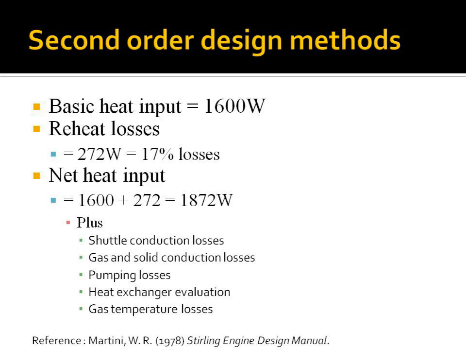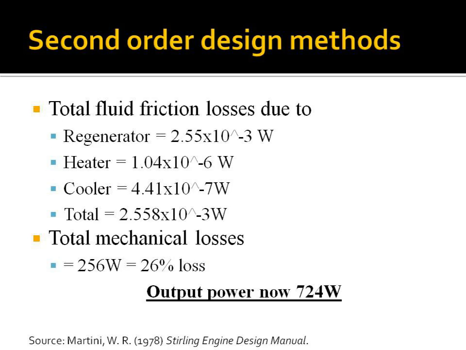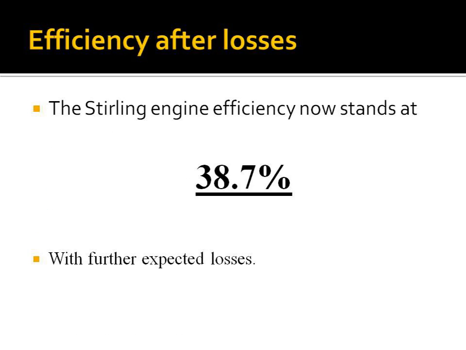Plus, I've yet to do calculations on shuttle conduction losses, gas and solid conduction losses, and the rest of the list you can see there. But at the moment, at a net heat input of 1,872 watts and an output power of 724 watts, the Stirling engine is looking at an efficiency of 38.7%, with further expected losses once I do further numerical and theoretical calculations.